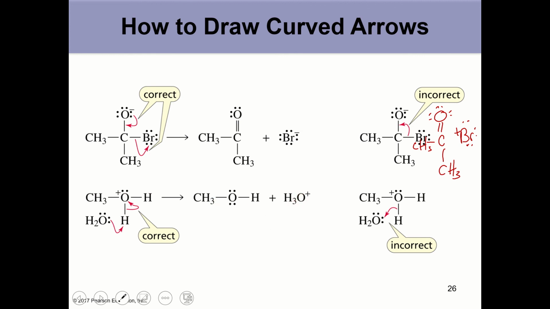An incorrect arrow would be taking a sigma bonded hydrogen and moving it to the oxygen. In that case, we would be exceeding the octet of the oxygen because the oxygen already has an octet. It cannot accept 2 more electrons without losing a group and its electrons.